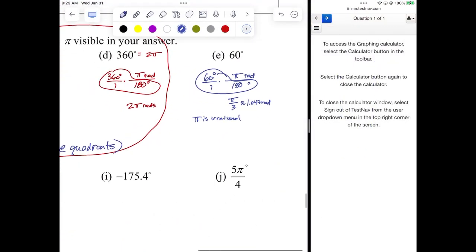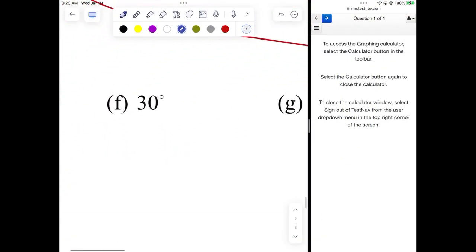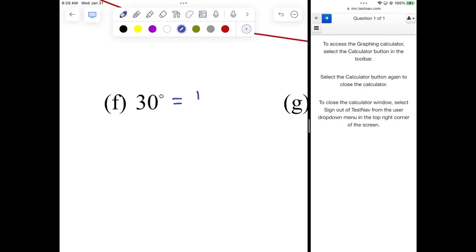All right, so let's keep going here. Let's keep converting. If 60 degrees is pi thirds, what should 30 degrees be? Pi sixths, because that's half of pi thirds, right? Let's verify. Let's do the conversion. 30 degrees over 1 times pi radians over 180 degrees. Notice in all of these problems, we're using the same conversion factor, aren't we?